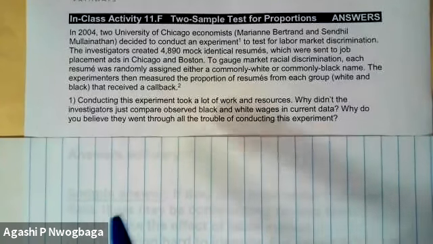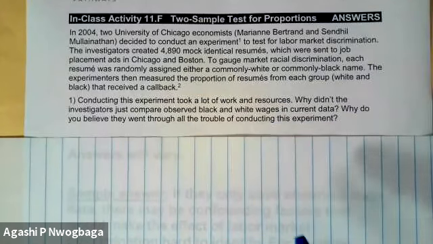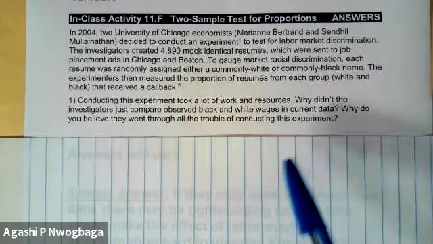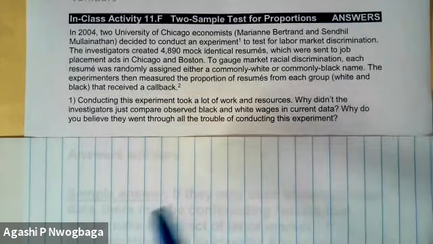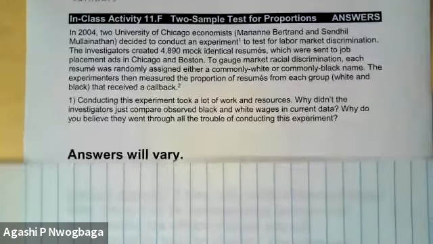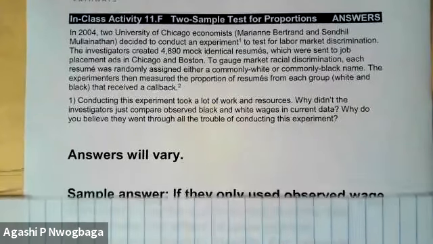Question 1. Conducting this experiment took a lot of work and resources. Why didn't the investigators just compare observed black and white wages in current data? Why do you believe they went through all the trouble of conducting this experiment? Now, answers will vary, but the essential reasons are provided in this possible answer. This is a sample answer.